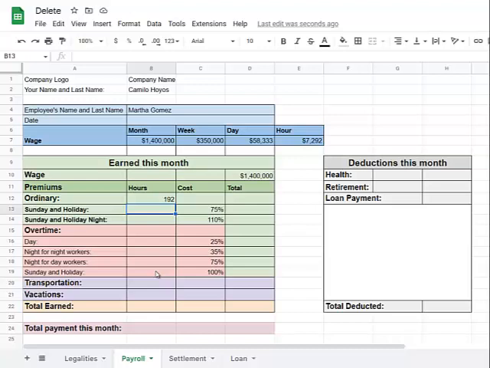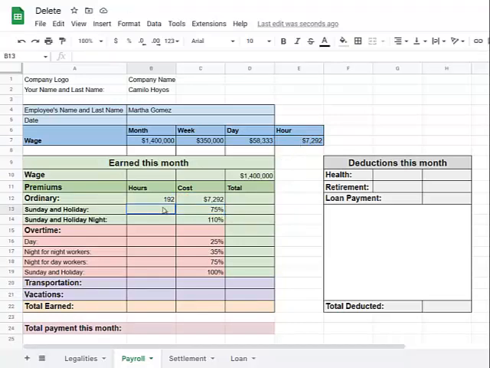Okay. Now, the cost for these hours. The cost for these hours is literally equals this one here, because it's per hour. 7,200. Click there, then hit enter.